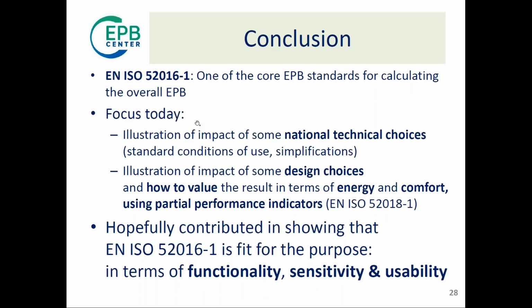So the conclusion is that the EN ISO 52016 part 1, which is one of the core EPB standards for calculating the overall energy performance of the building, is able to show the impact of assumptions in the boundary conditions of the calculations and in the conditions of use, and also to show the effect of simplifications in the calculations.